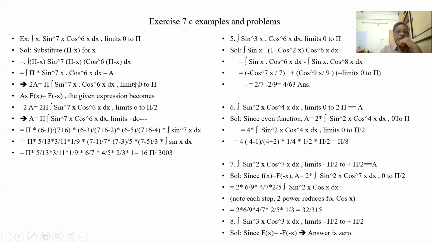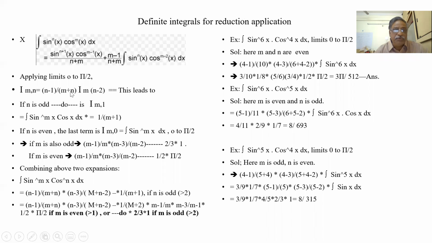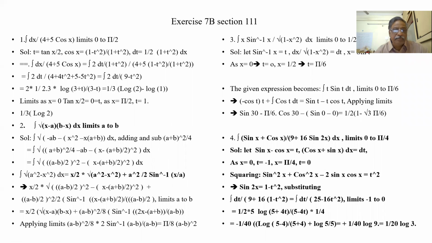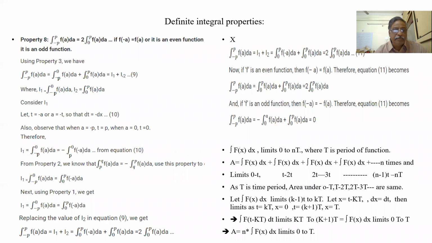We can do this, but it is 0 to pi. So if f of x is f of minus x, let us see. Is f of x equal to f of minus x? Here f of x is not minus f of minus x, because when I put sin of minus x, it is minus sin x. So the whole to the power of 7 will be minus, cos to the power of 6 will be plus. But this is minus x. But what formula are we using here? Let us see this formula.